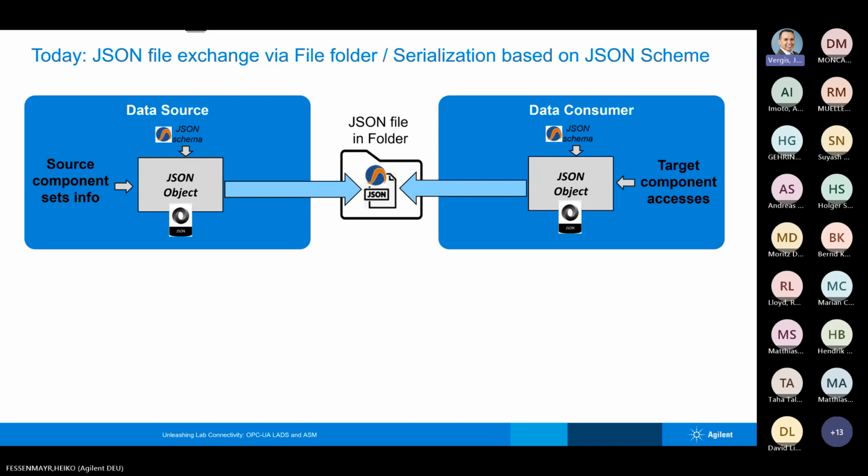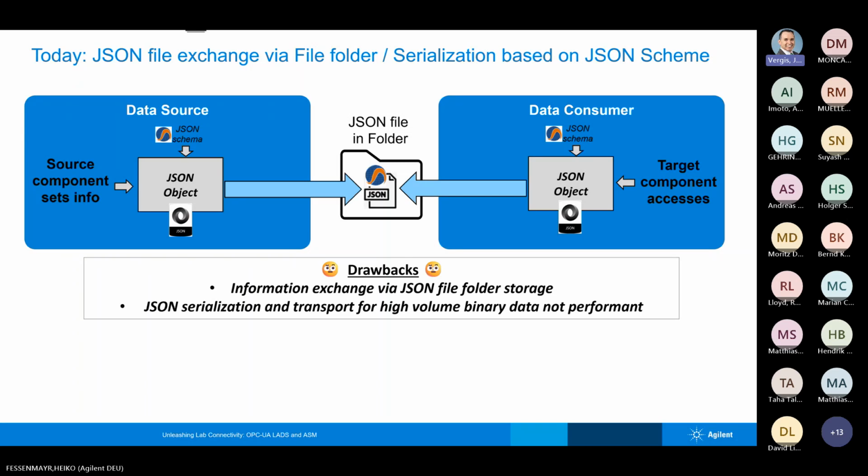So what's the situation today? We have a data source which produces a JSON or an ASM JSON object. We put it somewhere in a folder. The data consumer has to pick it up, deserialize it, and then can access that information. That's working, but it has some drawbacks. You always have to go through a JSON file in a folder, and JSON serialization and transportation of high volume binary data is not really ideal. If you think about mass spectrometry data, that easily gets high volume, and serializing a JSON object with MS data is not the way you want to send around such data.